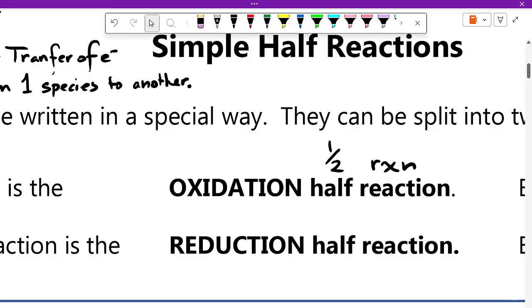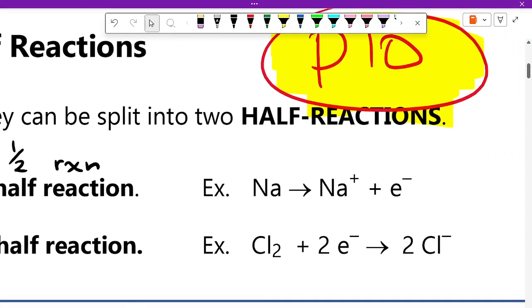What is happening if we have oxidation? Remind me. Oxidation is losing electrons. So if we go over and we look at this oxidation half reaction, the electrons are in the products because they're being lost.